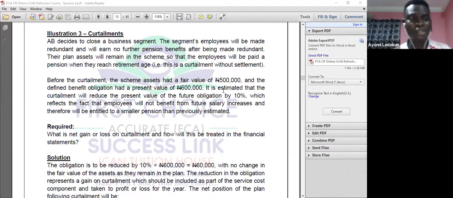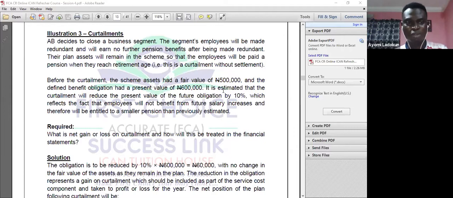So let's see. It said AB decides to close a business segment. Can you see that? It said the segment employees will be redundant. Oh, that's it. I just explained that. I've not even seen the question. It said, and we pay no further pension benefits after being made redundant. Their plan assets will remain in the scheme so that the employees will be paid a pension when they reach their retirement age. This is curtailment without settlement.